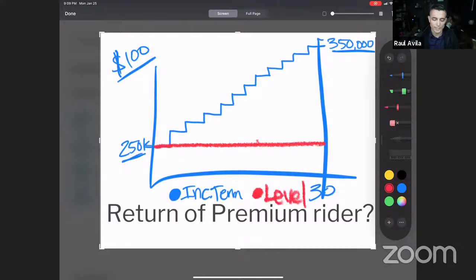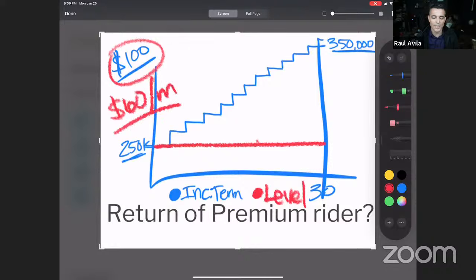Level term, let's say you start with $150,000 in coverage, but instead of paying $100 a month, you're going to pay $60 a month. See that? So it's not like you're getting your money back. It's just that the insurance is getting higher because they're using increasing term to get your money back. Does that make sense, guys? So you're paying a little bit more for the benefit to get your money back.